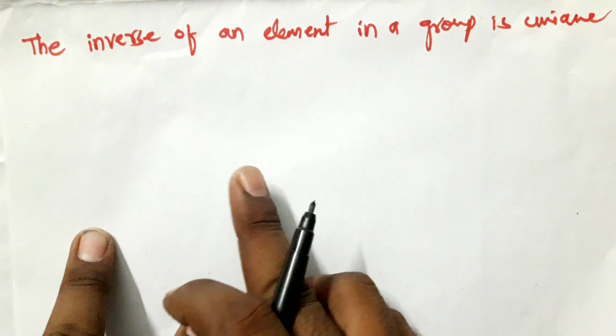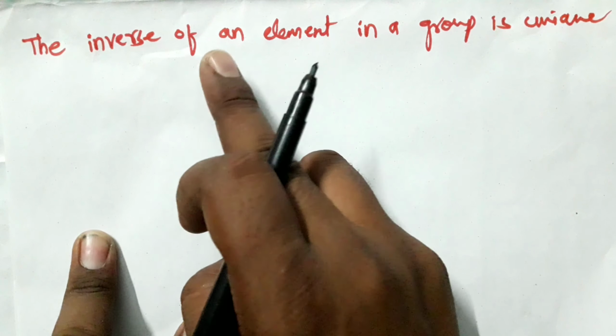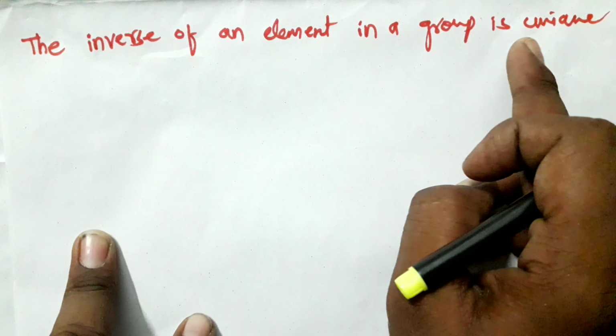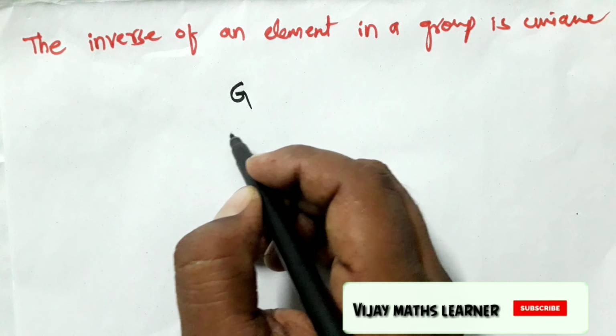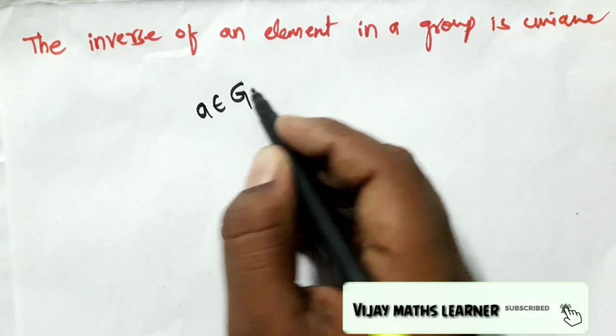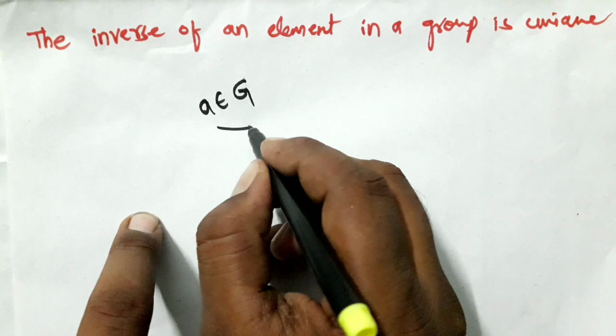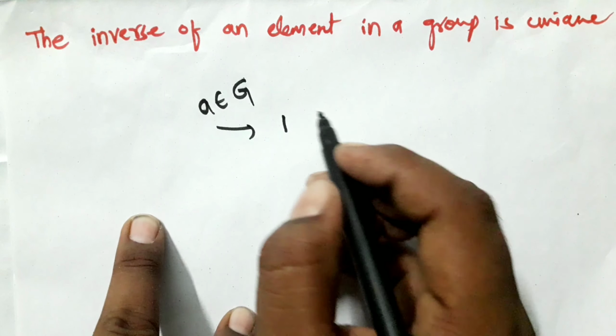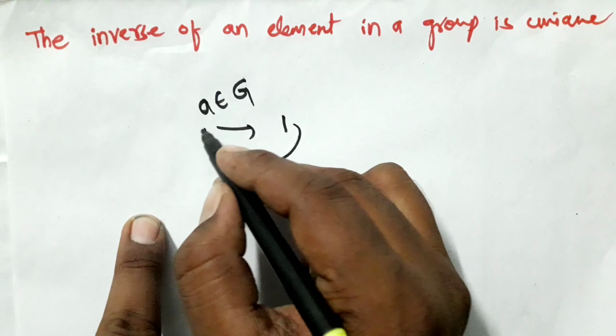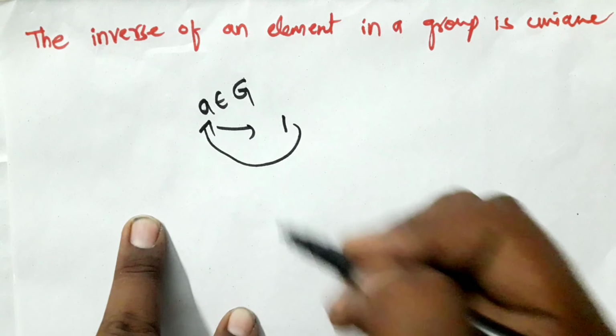Now see here, what is the statement? The inverse of an element in a group is unique. That means if G is a group, a is any element of G, then a has one and only one inverse element. More than one inverse element does not exist for a which is in G.